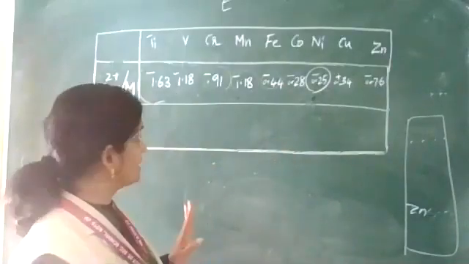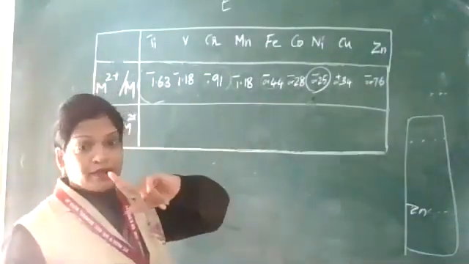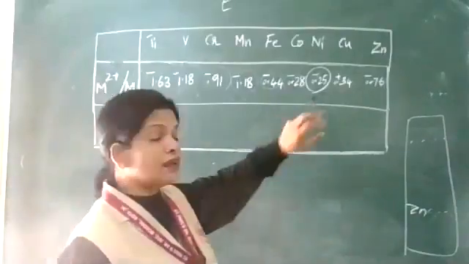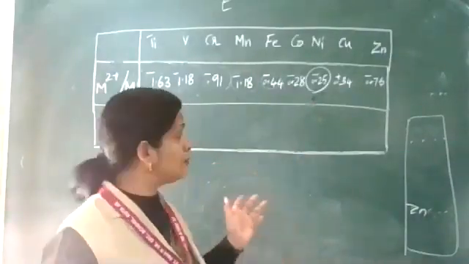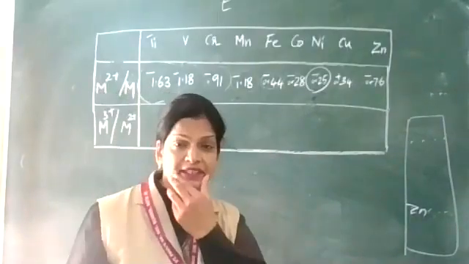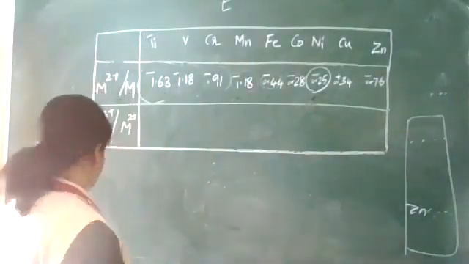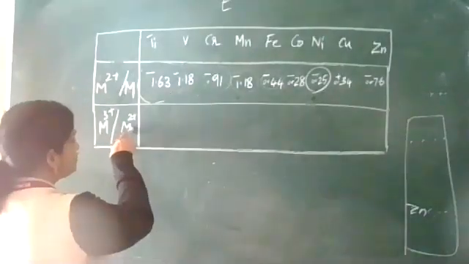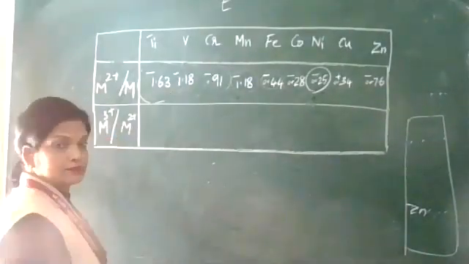So the exceptional cases are manganese, nickel, and zinc. Manganese: D5 half-filled stability. Nickel: high hydration enthalpy. Zinc: D10 stability.